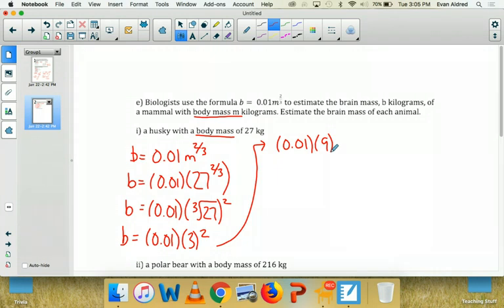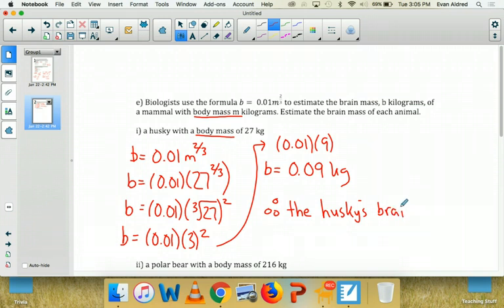Now we're just multiplying 0.01 by 9, which is going to give us 0.09, and you can put your units in at the end. So 0.09 kilograms would be the mass of that husky's brain. Remember that it's a word problem, and we haven't seen word problems in a little while, so you need to write a concluding sentence. So therefore, the husky's brain is about 0.09 kilograms.